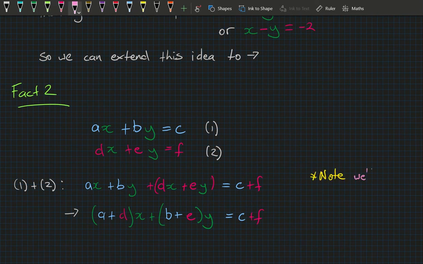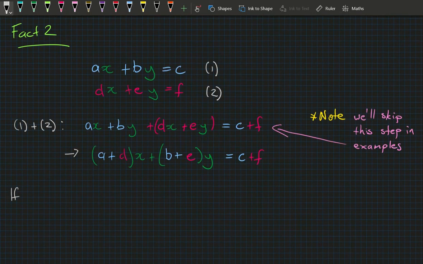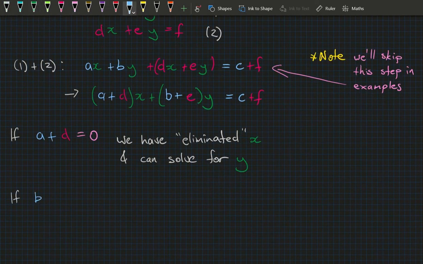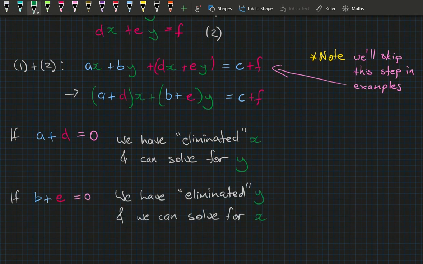But just please note that we'll skip this step in the examples. And from this point, if a plus d is equal to 0, we've eliminated x and can solve for y. Similarly, if b plus e is equal to 0, we've eliminated the y variable and can solve for x.